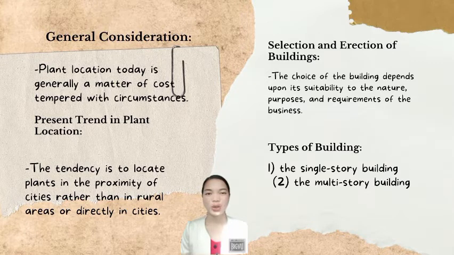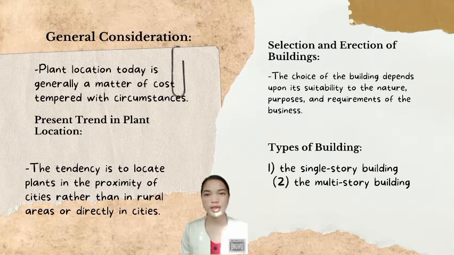Present trend in plant location. The tendency is to locate plants in the proximity of cities rather than in rural areas or directly in cities. The suburban areas offer practically all advantages, facilities, and services supplied by city areas and possess the added advantages of lower assessment, collection, and erection costs of the buildings.